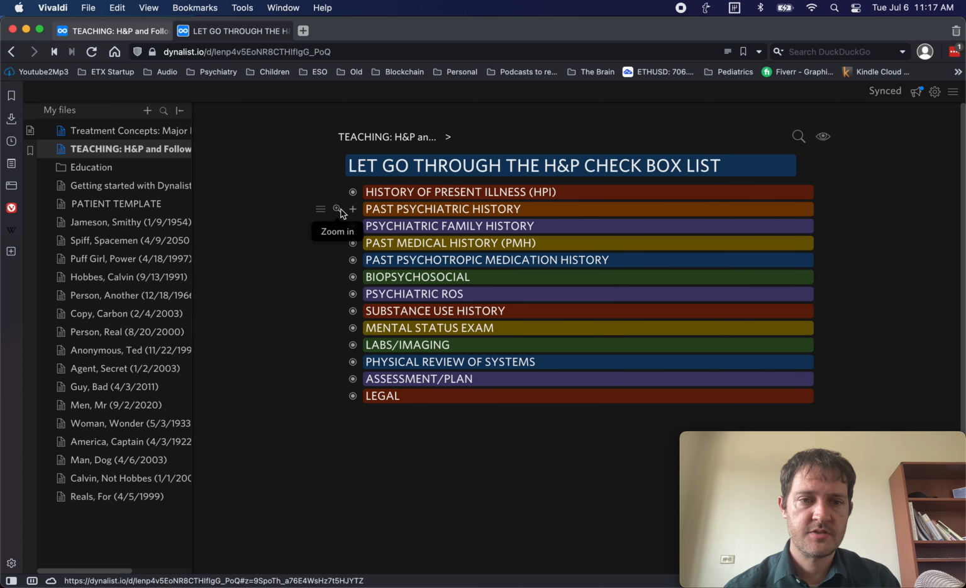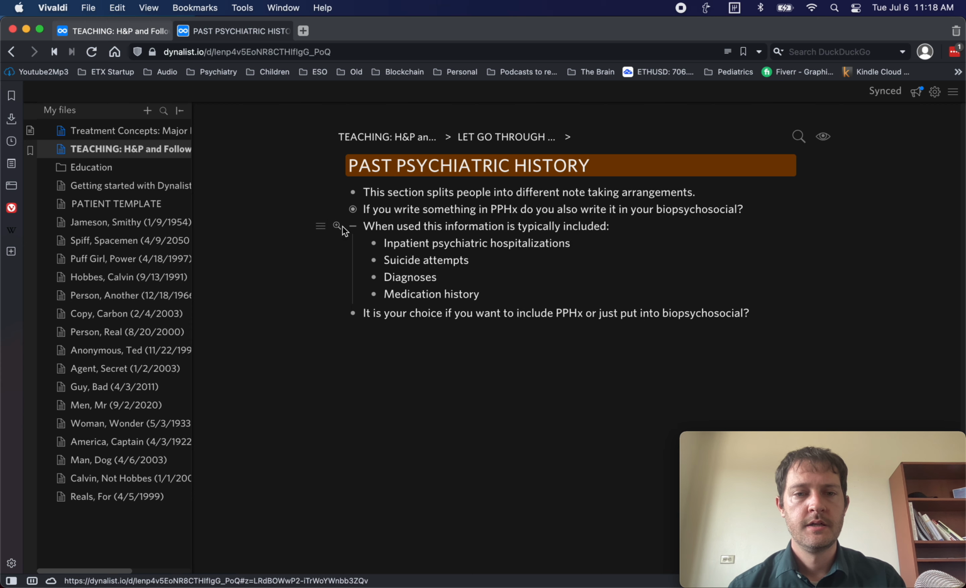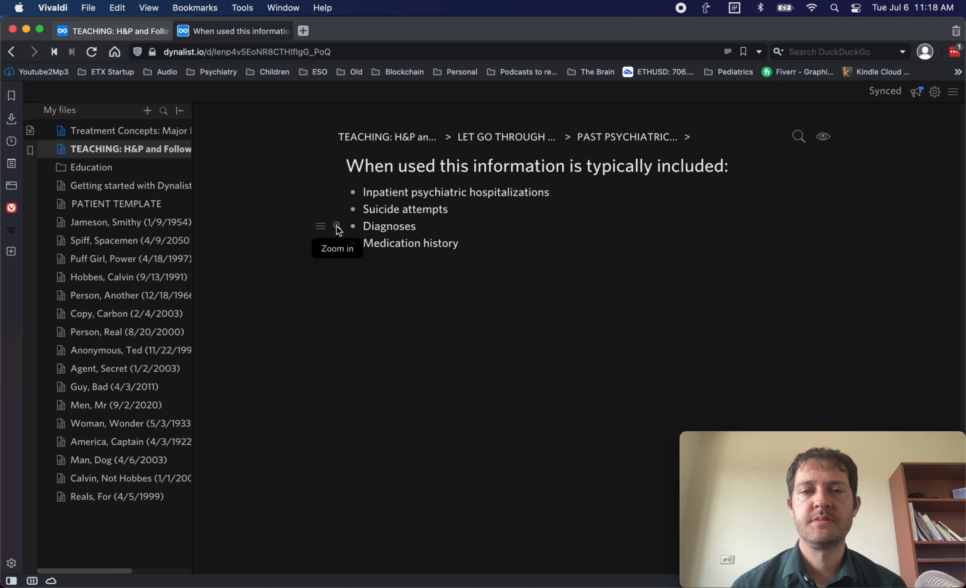So past psychiatric history. This really separates people again on how they do notes. So some people will, kind of like the HPI, treat this as a data dump. They'll just list every diagnosis they've had, all the drugs they've been on. They'll put their suicide attempts, inpatient hospitalizations. It's kind of these things. So it's their psychiatric history from other doctors and other visits.